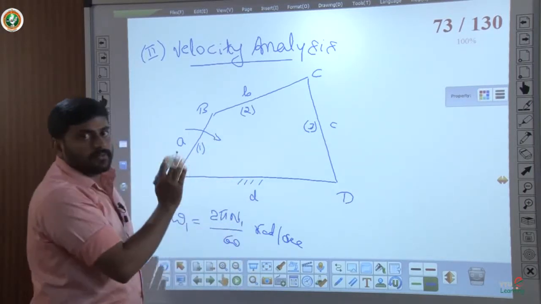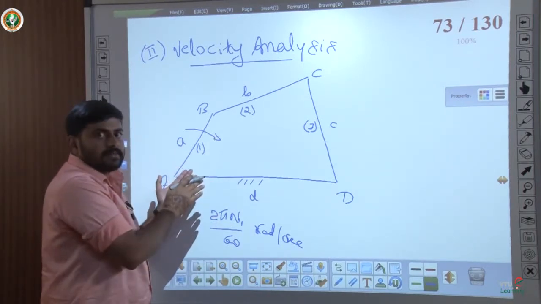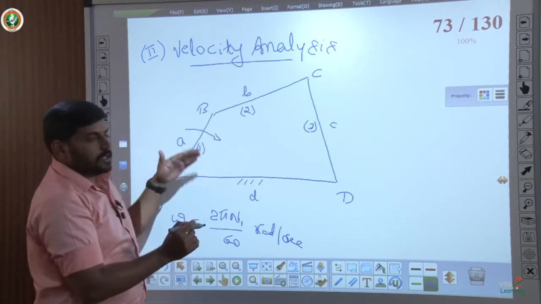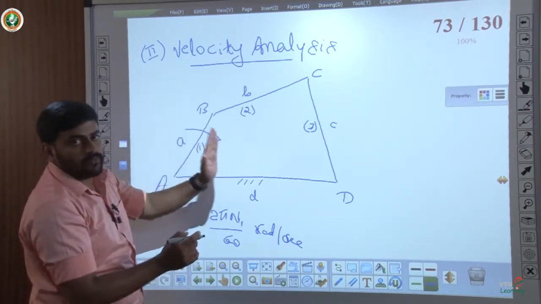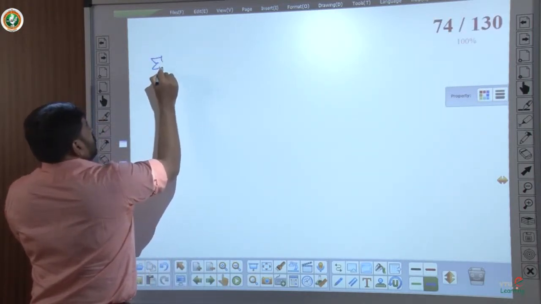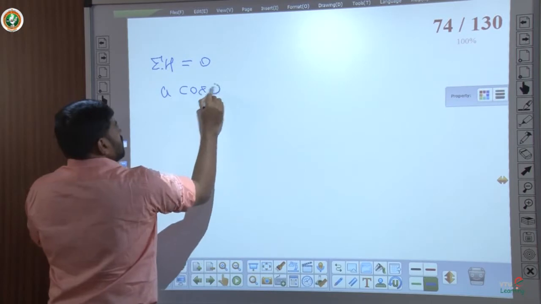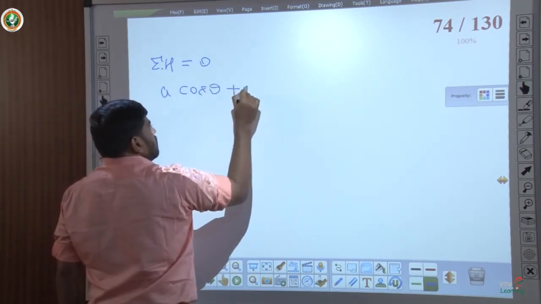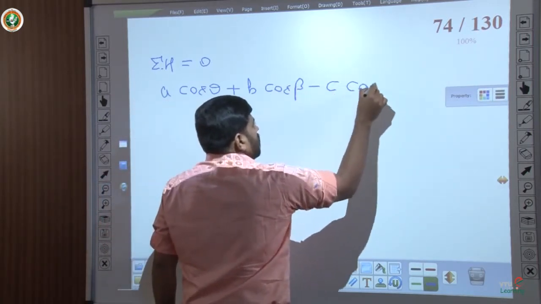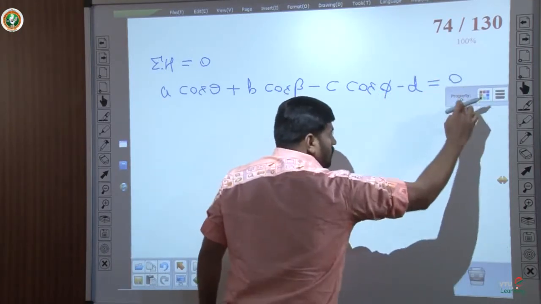Resolve the vectors horizontally and vertically, you will get the expression for displacement. Differentiate it, you will get the expression for velocity. Double differentiation of displacement will give us acceleration. So first let us recall the expressions for displacement. If I resolve the vectors horizontally and equate the summation to 0 for equilibrium, I will get A cos theta plus B cos beta minus C cos phi minus D is equal to 0. In our previous lecture itself we have done this, and I clearly explained it.